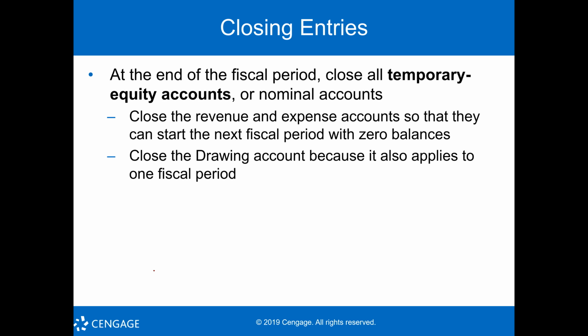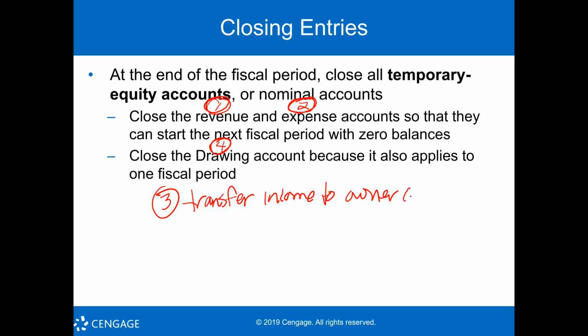Remember, this is our first closing entry to close out all the revenue accounts. This is our second closing entry to close out all the expense accounts. The drawing account, that's our 4th closing entry. Remember, the 3rd is to transfer income to the owner capital account, if we remember that from chapter 5.